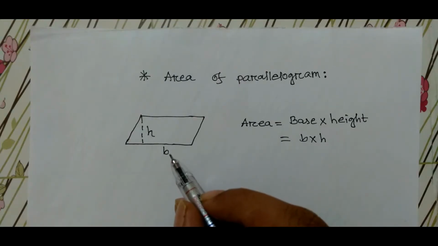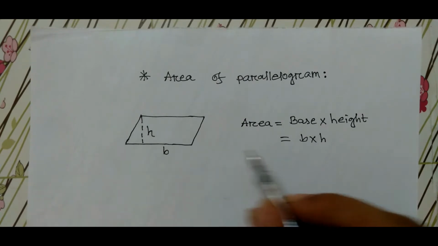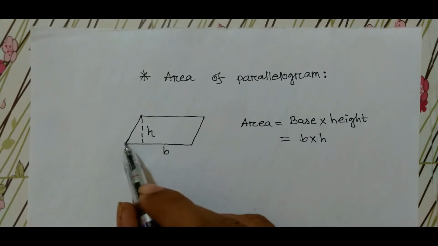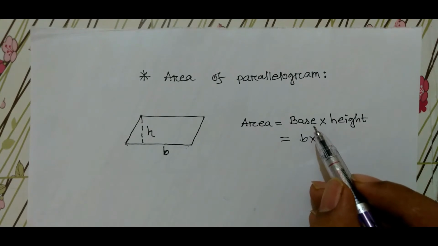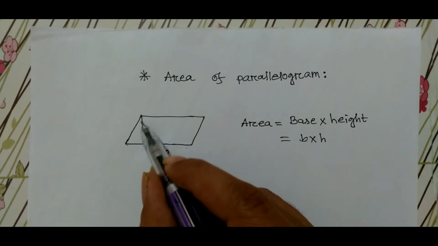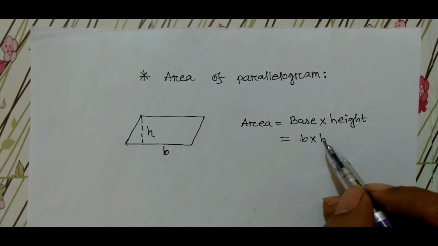What is the area of parallelogram? Yes, we know it. The area of parallelogram is base multiplied by height. Here base is b, so we can replace the base by b. What is the height here? The height is h, so we will replace the height by h.